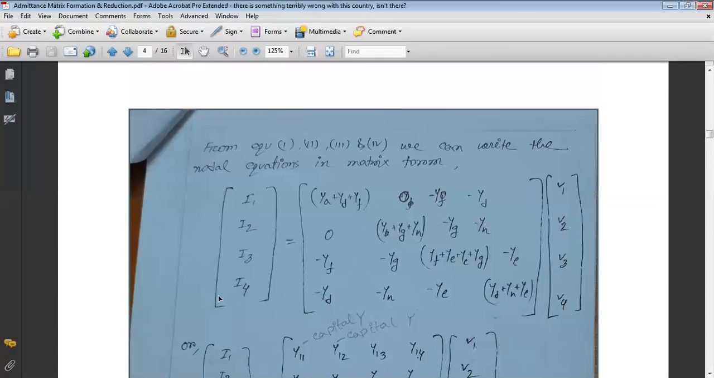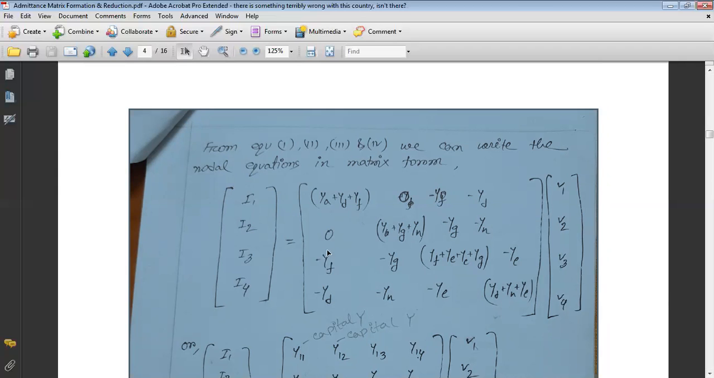If we want to formulate a matrix, the concept is very simple. There are 4 equations, so the left side of the matrix contains 4 rows: I1, I2, I3, I4. This is equal to the 4 variables, that is the bus voltages. There are 4 buses, so there are 4 bus voltages. So on the very right side there should be 4 rows, V1, V2, V3, V4, and before this matrix there should be the coefficients of bus voltages.